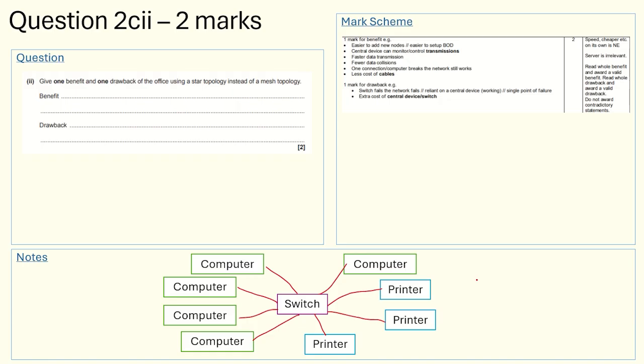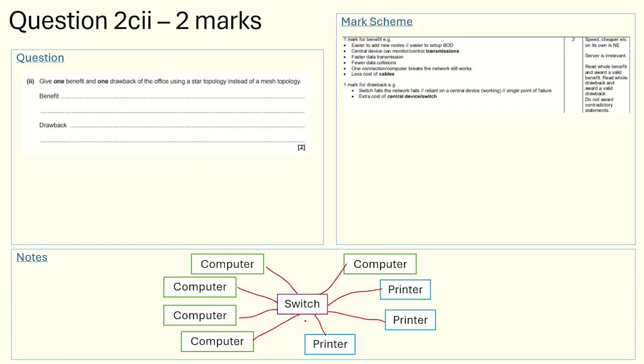If that was a mesh network, and we remember from a mesh network, this computer here, for example, might be connected to each of these other devices. We remove the switch with a cable. So this computer here might need 1, 2, 3, 4, 5, 6, 7 additional cables to connect it to all of the other computers. Okay, so that would be a benefit, that it's easier to add new nodes or new devices to this one. We've also got here an advantage of a star topology.